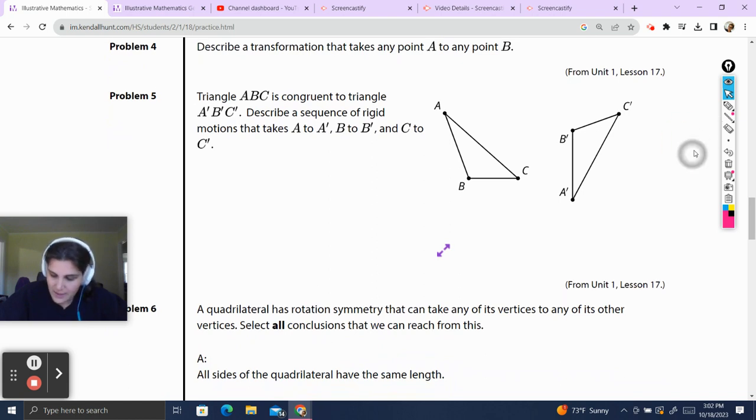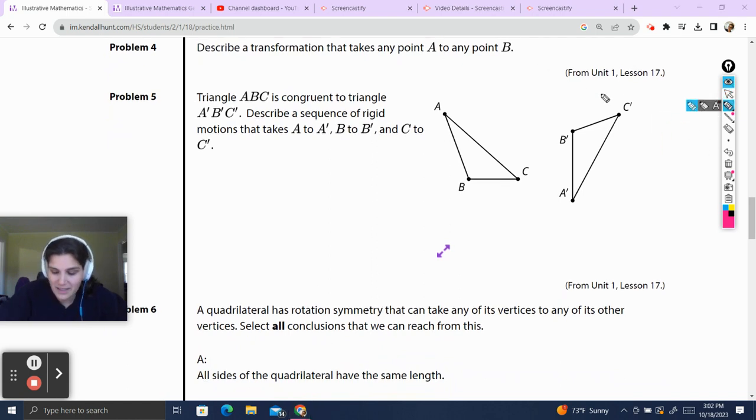Triangle ABC. Now, if you had more questions on that, if you go to Unit 1, Lesson 17, which I've already posted, you can go ahead and see a longer description of exactly that problem. Triangle ABC is congruent to triangle A prime, B prime, C prime, which means this guy has a sequence of rigid motions that brings him to that guy. And we've got to describe them.